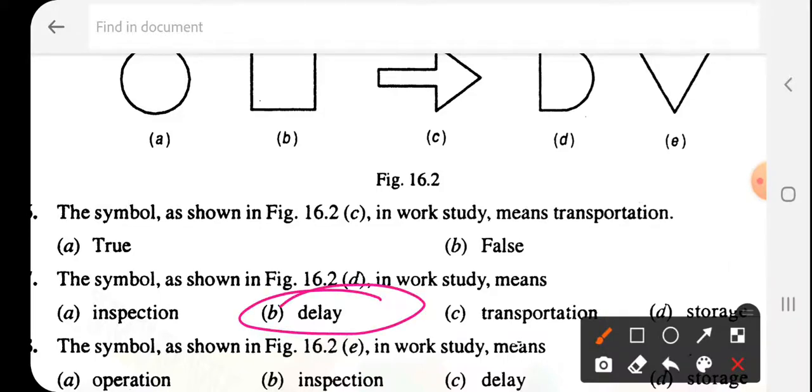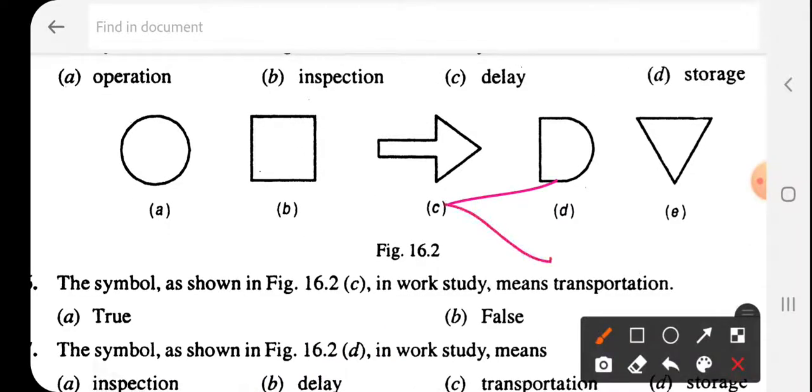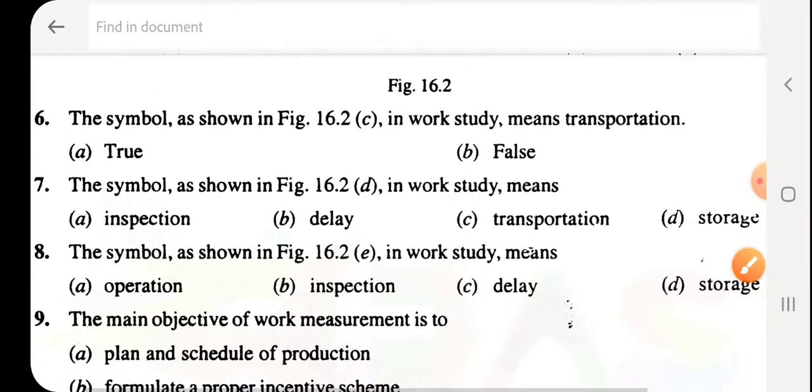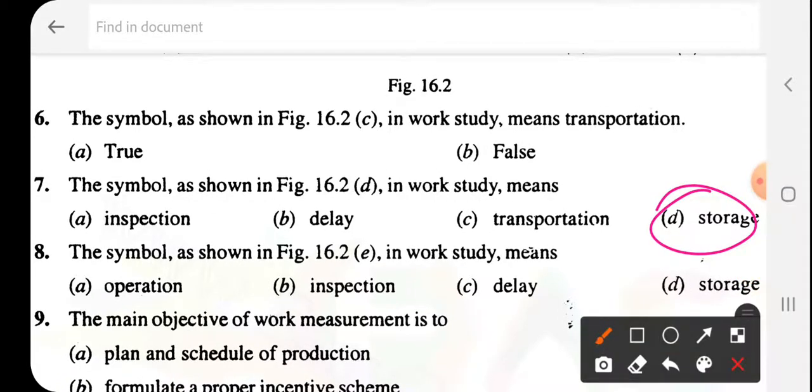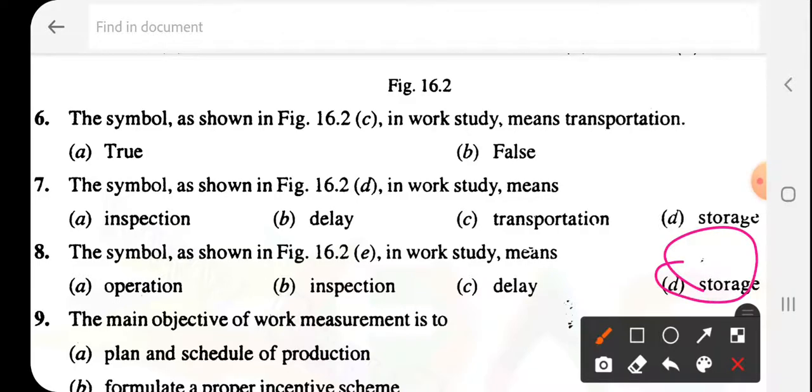So seventh is B. Eighth, next, what is the E figure showing? In some storage, if you see, there will be a symbol like this. That means there is storage in this place. Okay, so that is the storage. Seventh is not eighth, that one. Eighth is storage. That is the E figure, that is the storage.